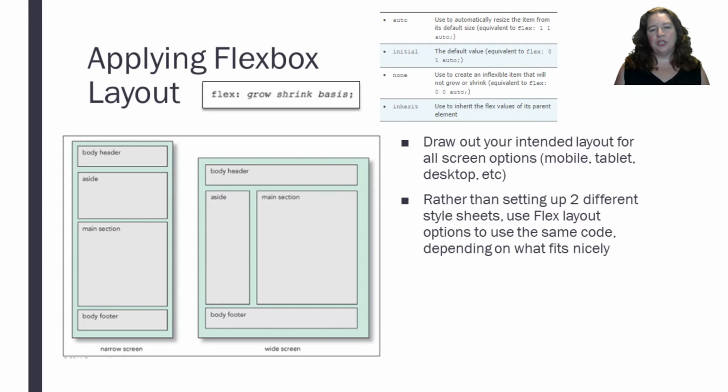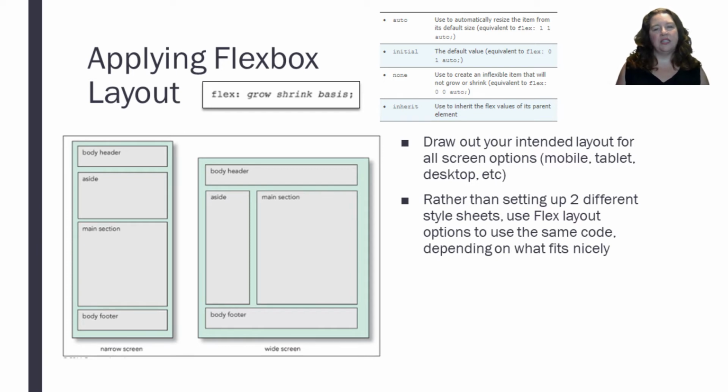In this situation, as with most things with HTML, it's really important for you to draw out your intended layout before you start. And think about it in all 3 screen options that you're going to be working with, whether it's a mobile, a tablet, or a desktop. If you think about that, you might be able to design your page a little bit better by understanding what is the appropriate growing and shrinking of items. What is your original basis, and how are those going to work?